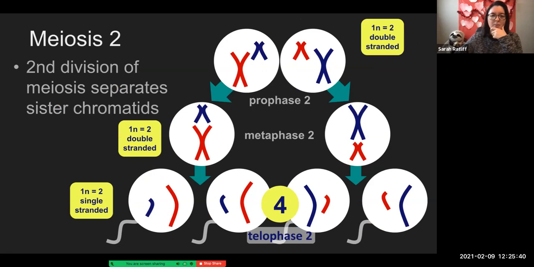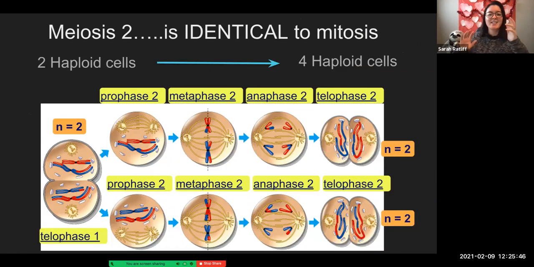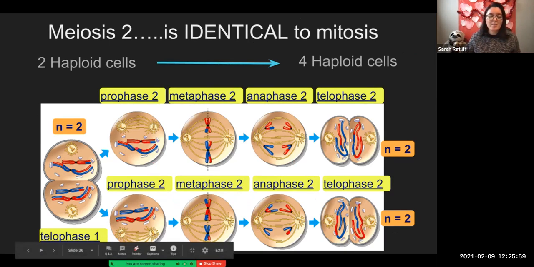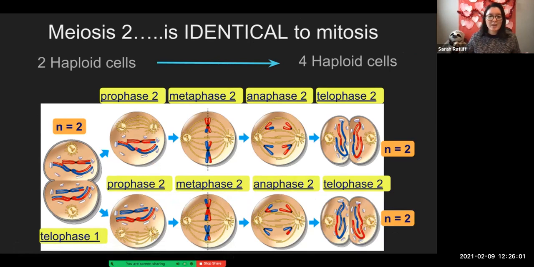Meiosis 2 should look very familiar. We're separating those sister chromatids. It is exactly like mitosis. Hooray, we don't have to learn anything new. Just apply mitosis to meiosis 2. It looks like it's repeating, but that's because those are the 2 cells we created in meiosis 1. So it's just happening concurrently, simultaneously at the same time. They're going through these stages.